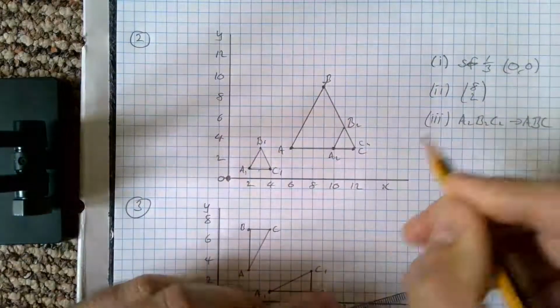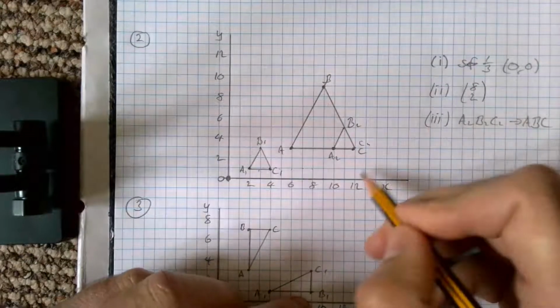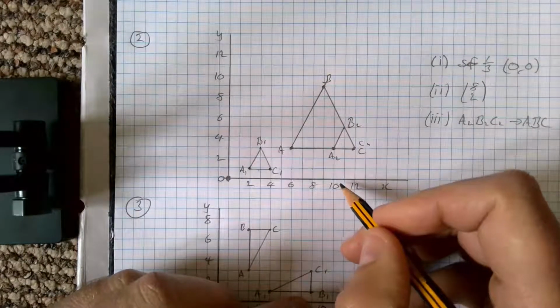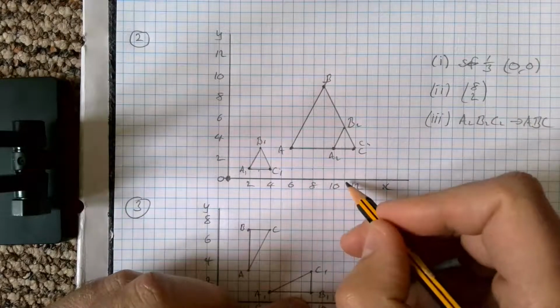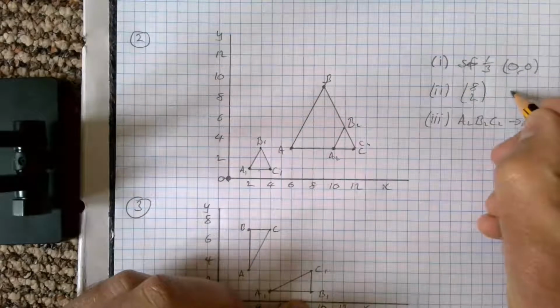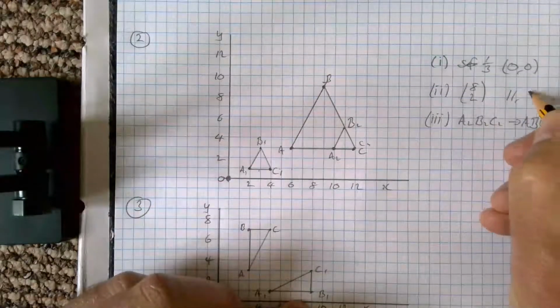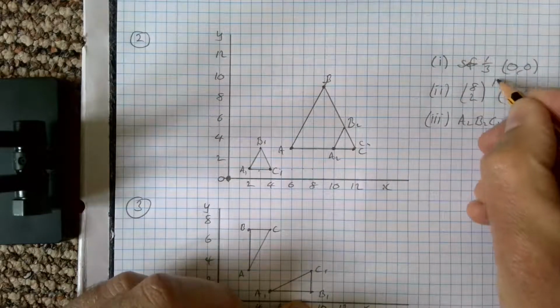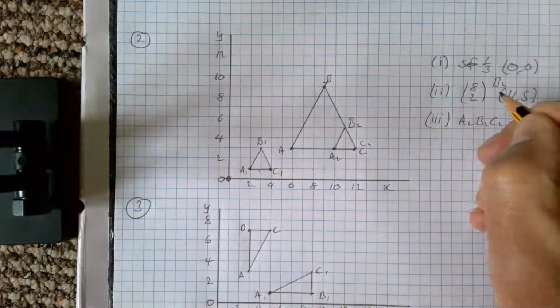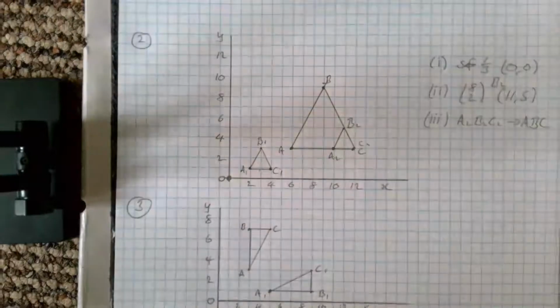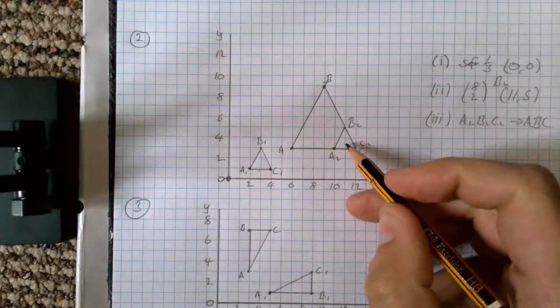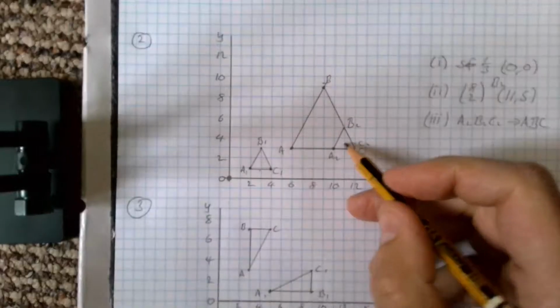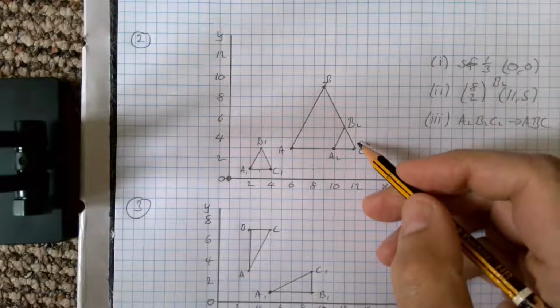So that's okay. It asks me for the coordinate of B2. Where did I go here? Is 11, 5. So 11, 5 is my B2. Then we have A2, B2, C2, which is this wee one here, can be transformed onto the big original triangle ABC by an enlargement.